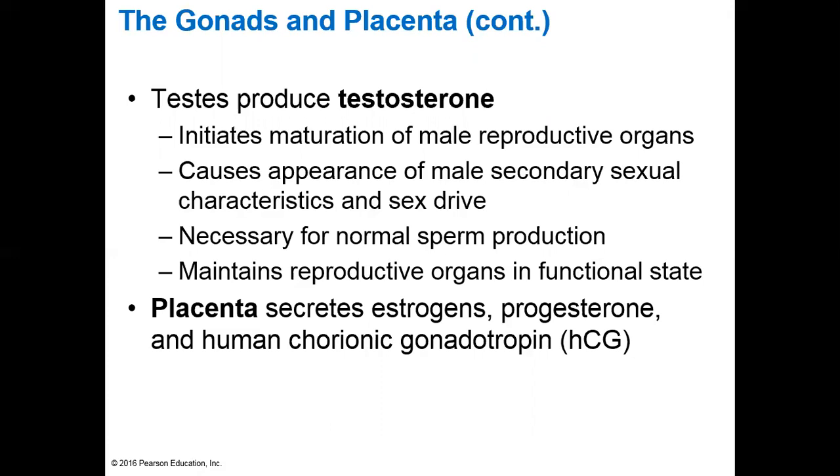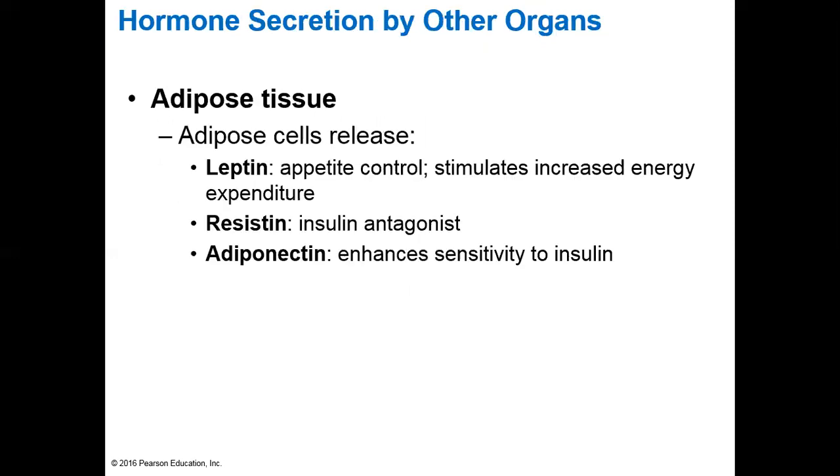And then the placenta secretes estrogens and progesterone and the human chorionic gonadotropin hormone. So beta HCG is what we test for in the blood or in the urine to do pregnancy tests. FYI, if a male has a positive pregnancy test, and I know it sounds weird because how many men would take pregnancy tests, right? But if they have a positive pregnancy test, it could be an indication of testicular cancer. That's just an FYI that I like to throw out there for people.